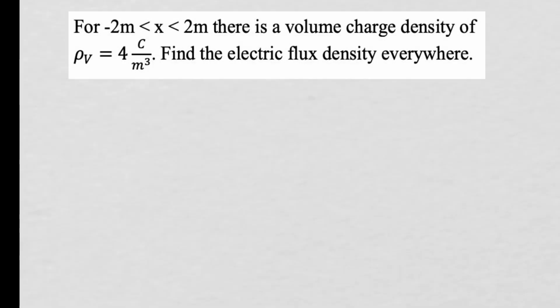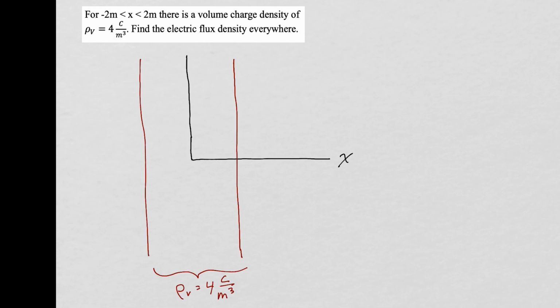We want to find the electric flux density field for a charge distribution that's infinite in the y and z directions and is contained between -2 meters and 2 meters in the x direction. With all of these problems, you should start with trying to draw a picture of what you have. So the charge distribution extends from x equals -2 to x equals 2 meters.